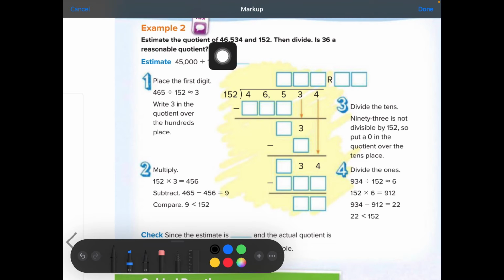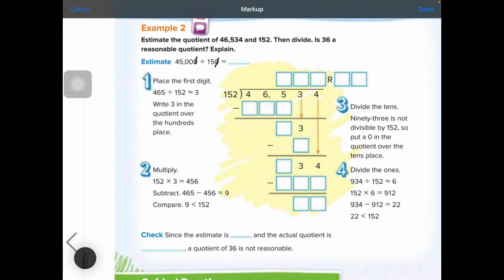And then 46,534, they rounded to the ten-thousands spot, to 45,000. They did that because they know 15 and 45 are compatible numbers. Let's do the rule of zeros and mark off a 0 here and a 0 here. Then I know that 45 divided by 15 is 3. Then these two zeros I bring over here. So 300 is my estimate.